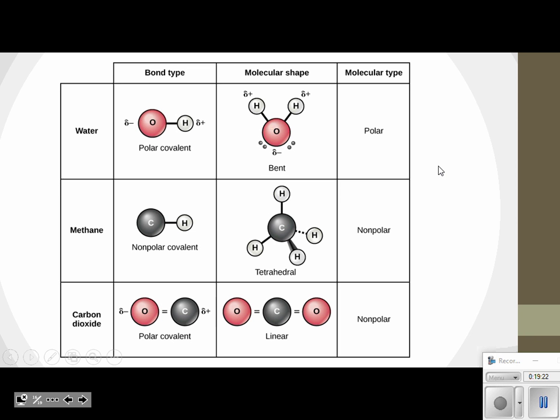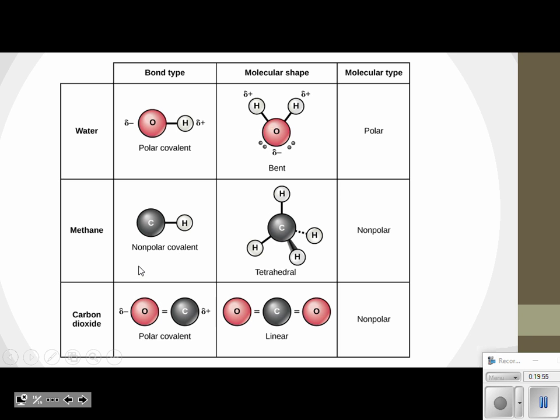As we look at this, we'll learn these things next week: molecular geometry, the shape that these particular molecules take. So we look at the bond. We have a polar covalent bond here. We have the molecule with its shape, a polar molecule.